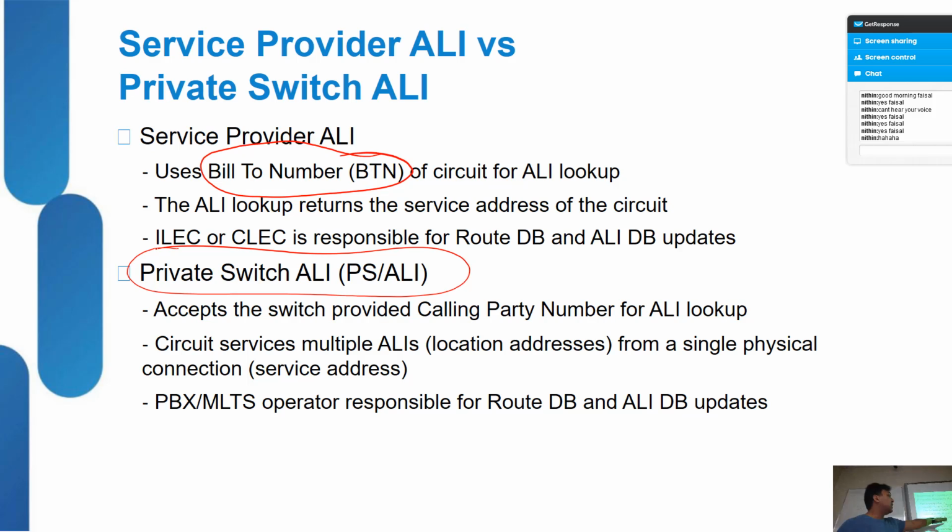No, but the BTN number will show up on the service provider ALI. But if you're using a private one, it doesn't have to be the BTN number. It could be 4 or 5 different numbers. So by breaking it down, circuit service will be multiple ALI addresses. It may be the same circuit, but it might have 4 or 5 different entries.